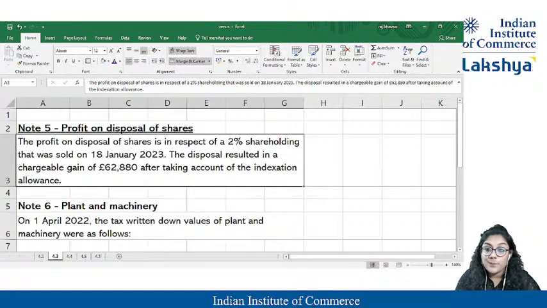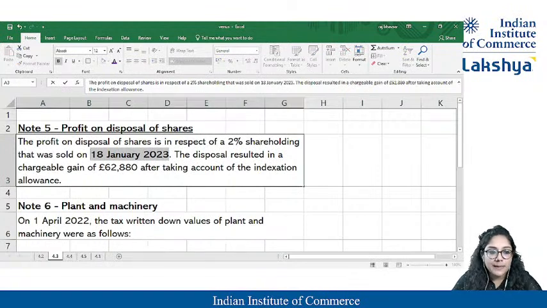So over here, the profit on disposal is basically 2%. Okay, so 2% disposal is there. And they have made a sale on which date? Guys, they made a sale on 18th Jan 2023. Okay, so 18th Jan 2023. The disposal resulted in a chargeable gain of 62,880.